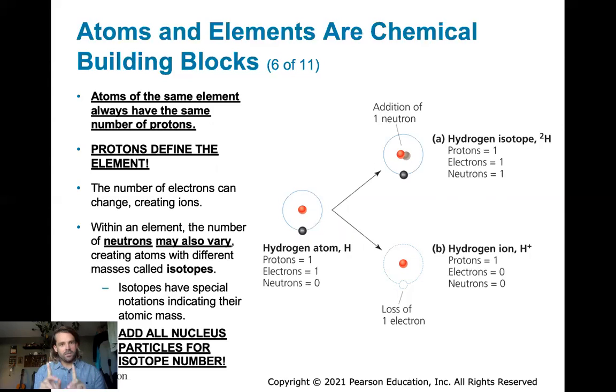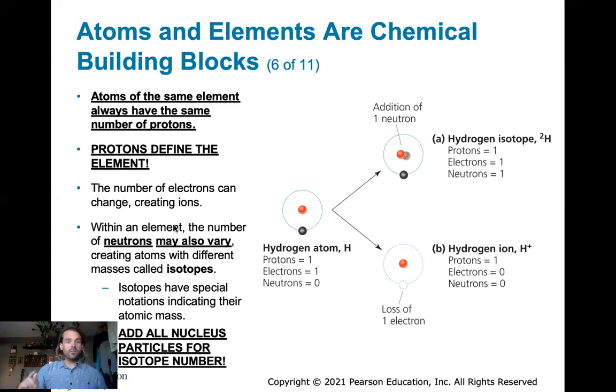Now, a proton defines the element, but the number of electrons can change, and when that happens, you create what's called an ion. And this is down here in this section of this figure. A hydrogen atom has 1 proton and 1 electron. And if you lose that 1 electron, then you have what's called a hydrogen ion. There's only the proton left. That proton has a positive charge, right? And so because of that, this hydrogen ion is denoted as H+, and it's got a positive charge to it.